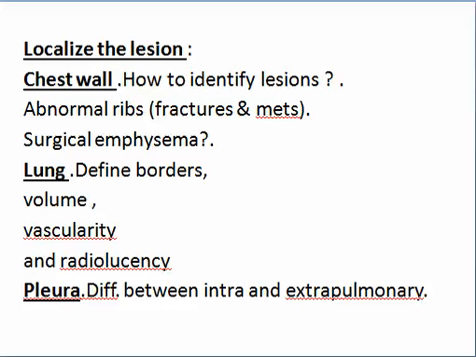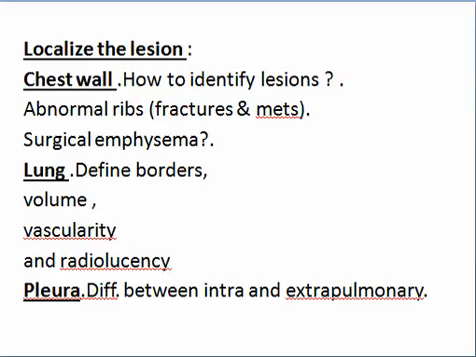Search for surgical emphysema, because sometimes after operative interference or intercostal tube placement you will find surgical emphysema. This is about the chest wall. For the lung, try to define its borders, its volume, its vascularity, and its radiolucency, and we discussed all of this in the radiological anatomy.